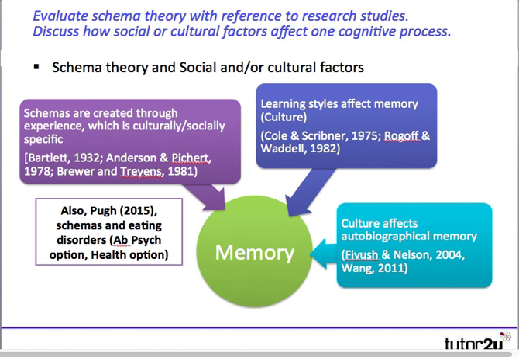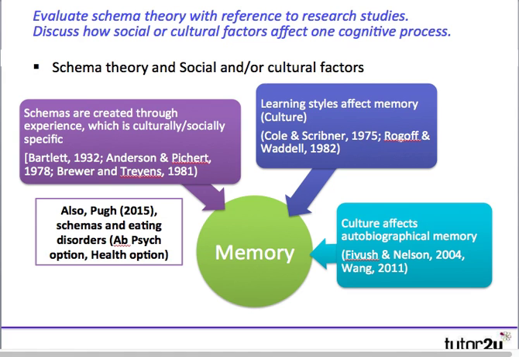All right, moving on. Schema theory, of course, is highly useful for "evaluate schema theory with reference to research studies" or "discuss how social or cultural factors affect one cognitive process." So here really is a graphic that shows you how to use both schema theory and social and/or cultural factors. Any essay question you get on an IB paper will allow students to choose social or cultural factors, and it will have the and/or split.